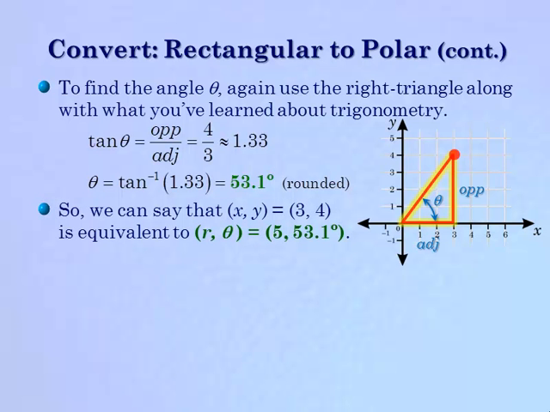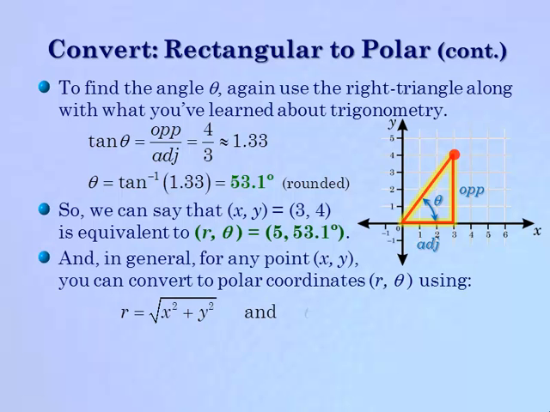So we can say that the xy coordinates of 3, 4 is equivalent to the r theta coordinates of 5 and 53.1 degrees.